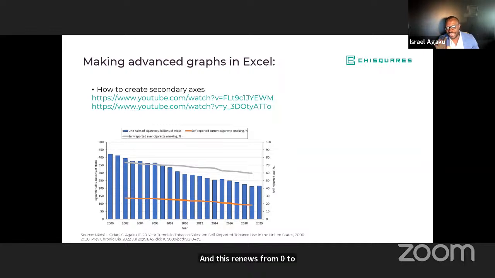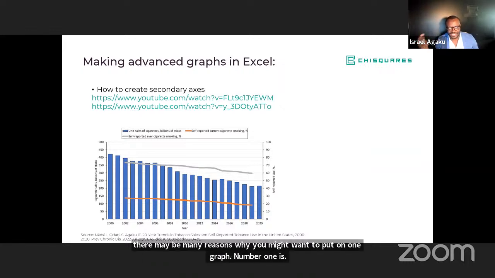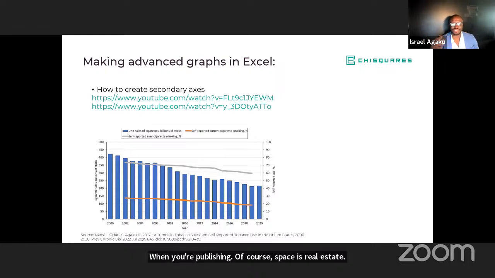But we want to put that on one graph. And there may be many reasons why you might want to put it on one graph. Number one is when you're publishing, of course, space is real estate. So you don't have the space to put multiple graphs. You want to combine those two graphs into one. But then you also want to tell a story.